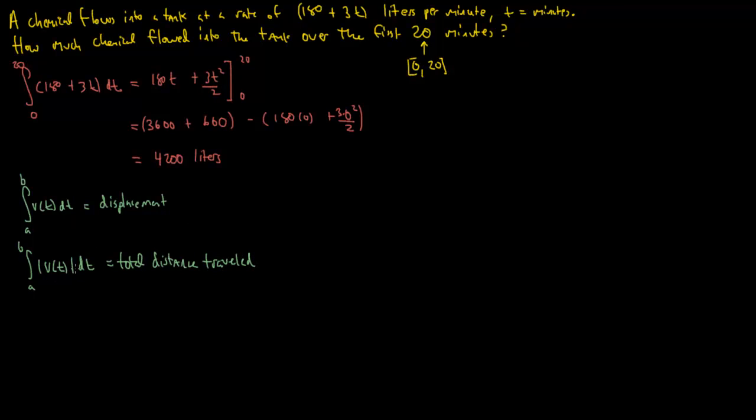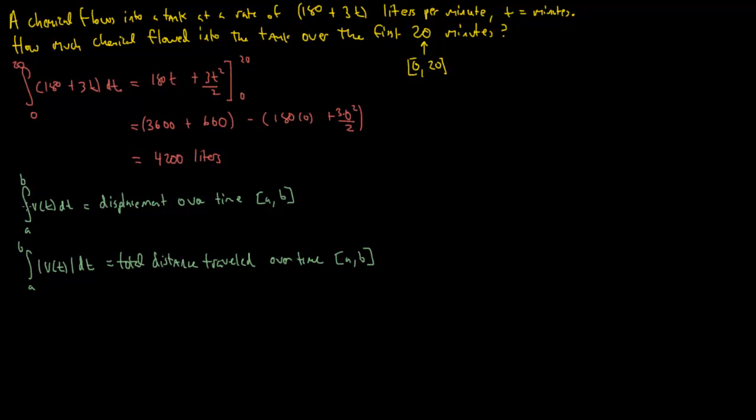So if you take the definite integral from A to B, I should say over time AB, in both cases. If you take the absolute value of your velocity function and integrate over AB, the answer is going to be the total distance traveled of that object over time AB.